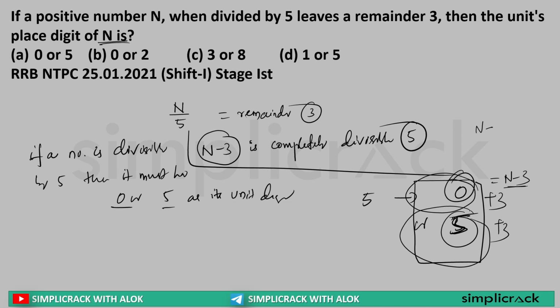Now what is the unit digit? So 0 plus 3 will be 3 unit digit, 5 plus 3 unit digit will be 8. So here it is saying if a positive number n when divided by 5 leaves a remainder 3, then n's unit digit will be what? 3 or 8. Clear? This is what the basic concept is. Many students will go on solving or finding out whatever they want, but they won't get this idea because this is the pure concept.